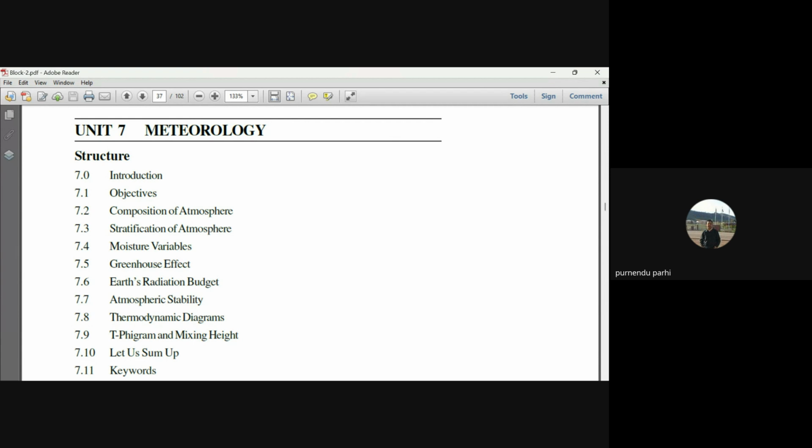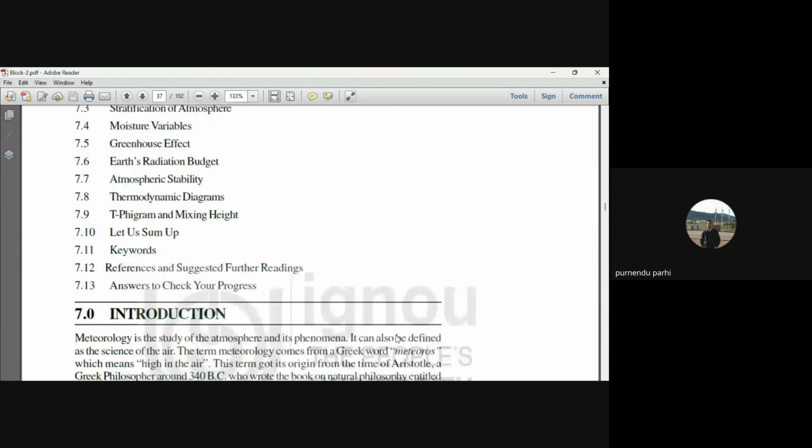Okay, so we'll again start with this meteorology. So it has the composition of atmosphere, stratification of atmosphere, moisture variables, greenhouse effect, Earth radiation budget, atmospheric stability, thermodynamic diagram, T figure and mixing height, etc.